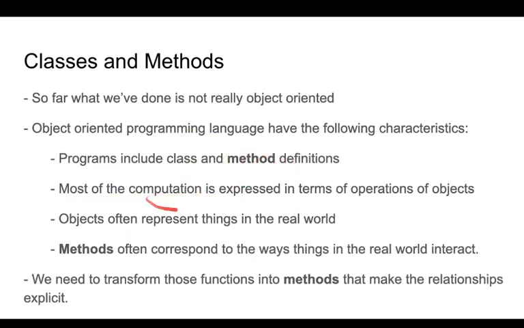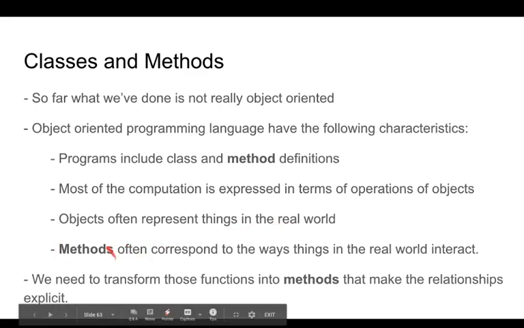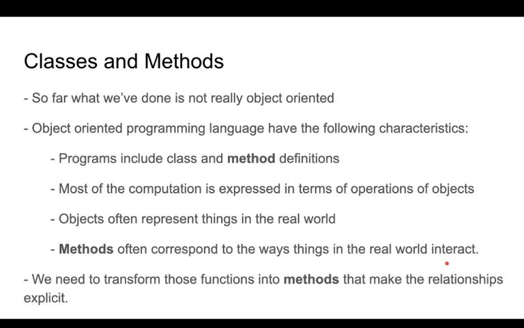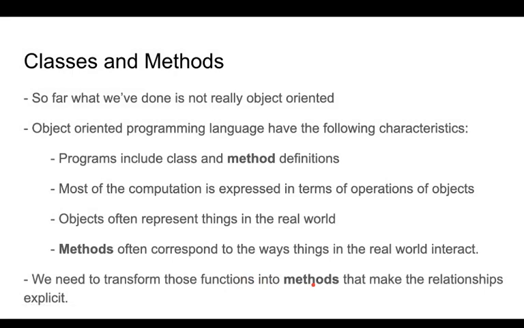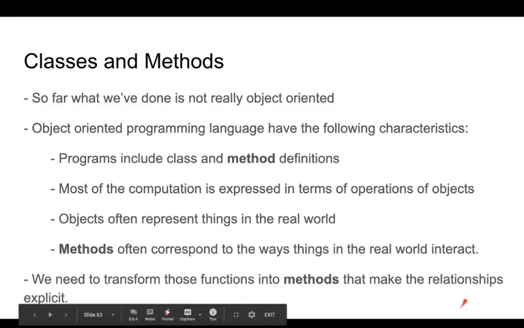The computation is expressed in objects. We haven't been really doing that. We've been making objects and passing them into functions. We haven't been using object this, object that in every case. This idea is less so. Objects model things in the real world, and specifically the methods correspond to ways things interact in the real world. So here, the next couple slides, we're going to transform the functions we made into methods. And we're going to make those relationships explicit.